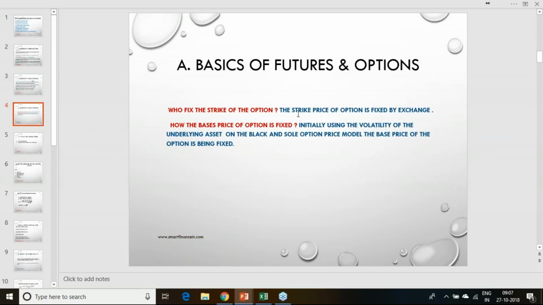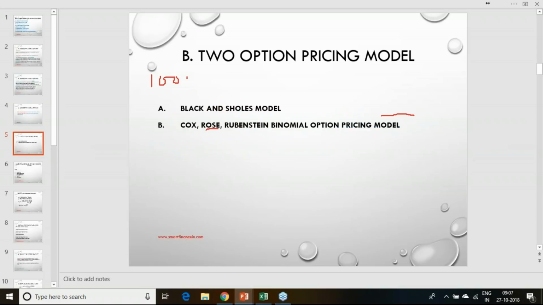And who fixes the strike price of an option? It is fixed by the exchange. No trader has the right to fix the strike price of an option. And who fixes the base price of the option? An option should start trading at 100 rupees, 50 rupees, or whatever it may be. This base price is also estimated from the underlying asset's volatility. When the option starts trading, on the first day itself, the base price has to be fixed by the exchange, and it will be revised from time to time.